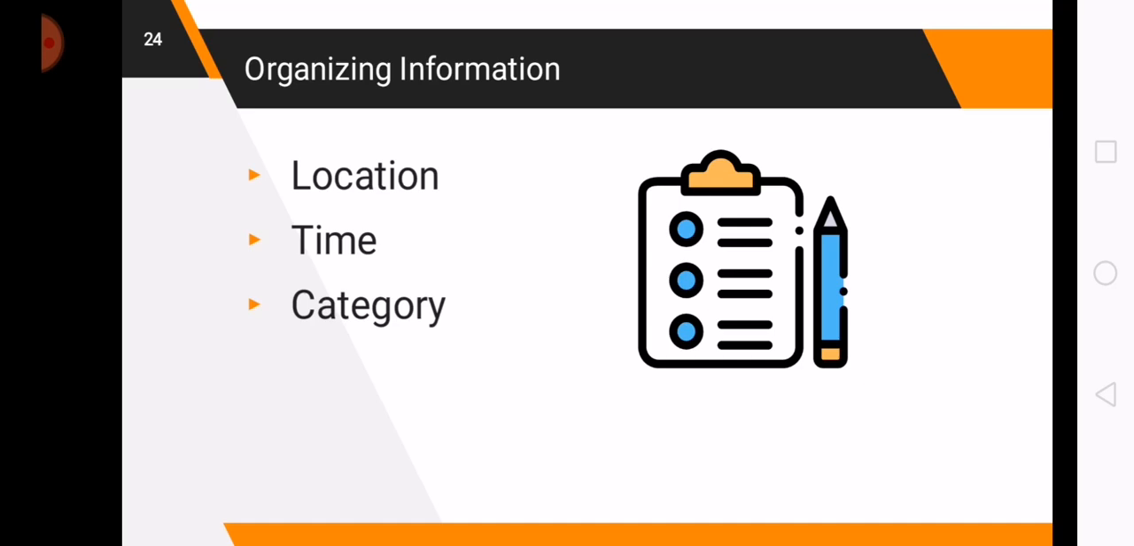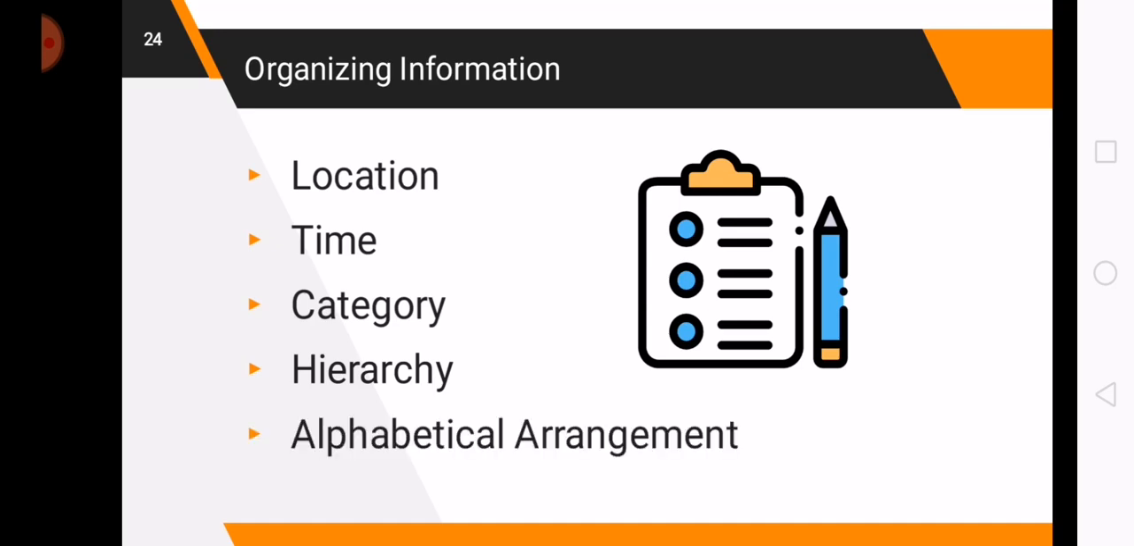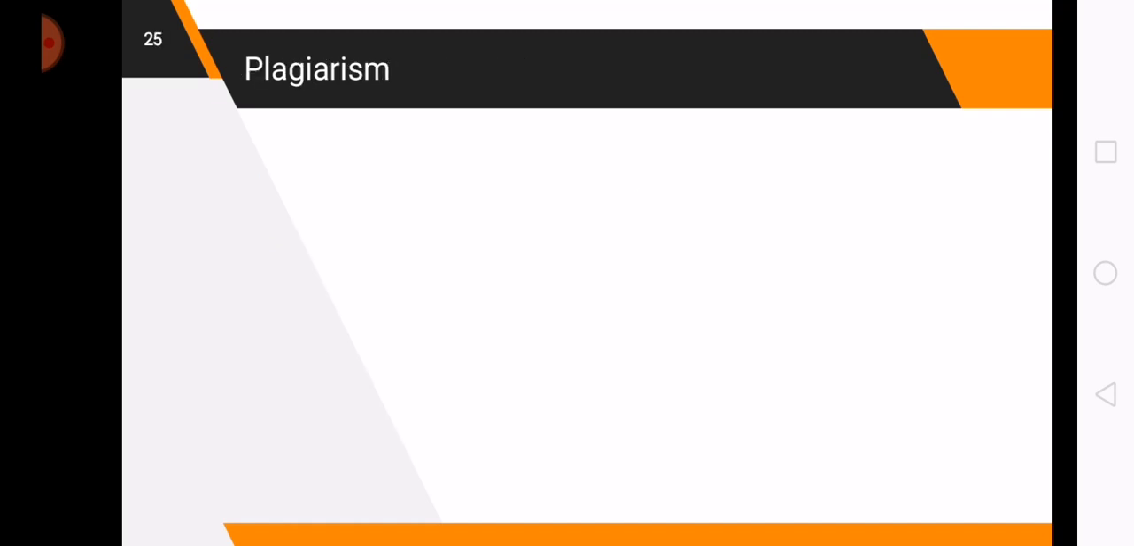And I have a lot of data folders with different information inside, because that is how you can organize the information. And then the hierarchy, or the sequence. And then the alphabetical arrangement. So that is how you can organize the information.